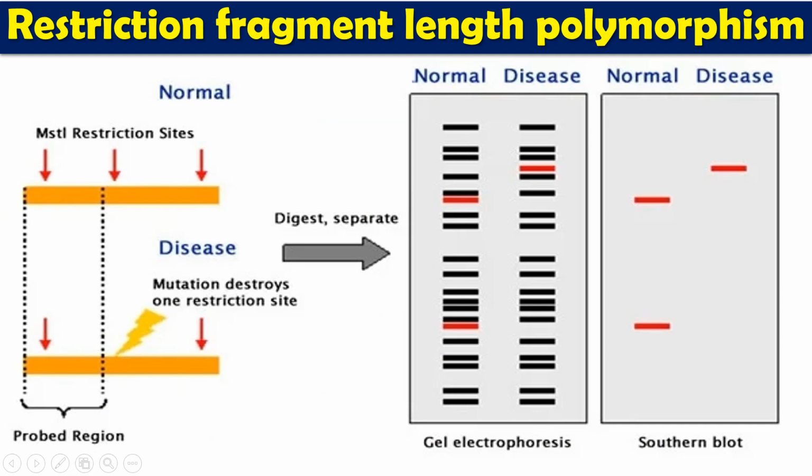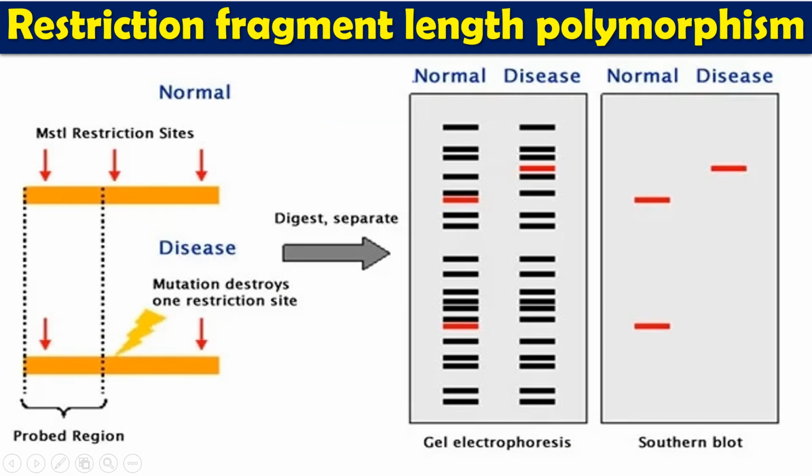So you will have different bands from the normal and also from the abnormal, which you want to match. Then it will be transferred through Southern blotting onto nitrocellulose membranes, hybridized with the probes, and visualized through autoradiography. So ultimately you can visualize the specific places.